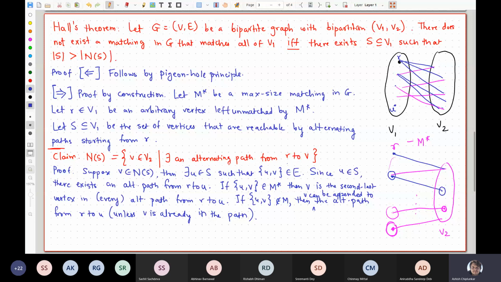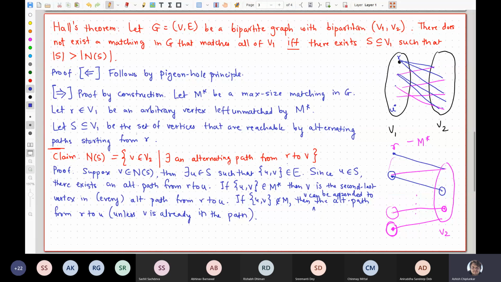If V is already in the R to U path somewhere, then there is nothing to prove, because every prefix of the alternating path is also going to be an alternating path. But if V is not already on the path, what can you say? Take the alternating path from R to U and just append V to it. That will be an alternating path from R to V.